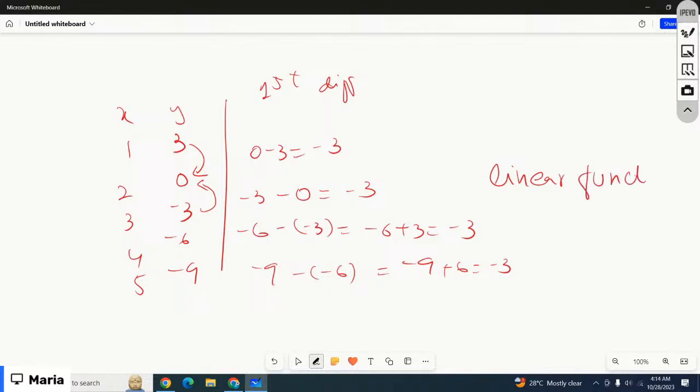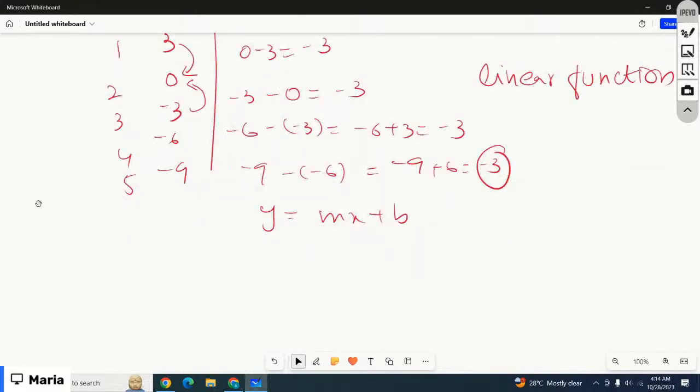So for the linear function, the equation we use is y equals mx plus b. The common difference is m, right? So y equals -3x plus b. You need to calculate the value of b also. Just put any value as x and y. I'm going to put 5 and -9. X is 5, y is -9.